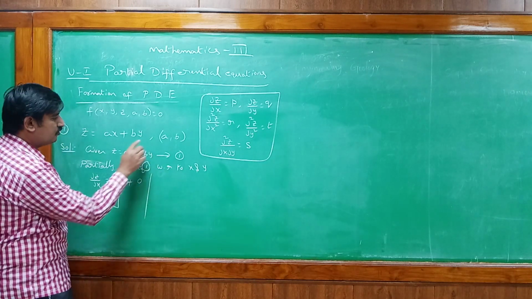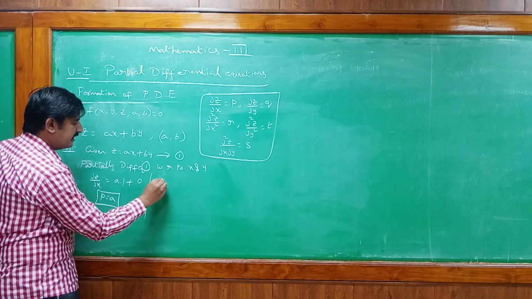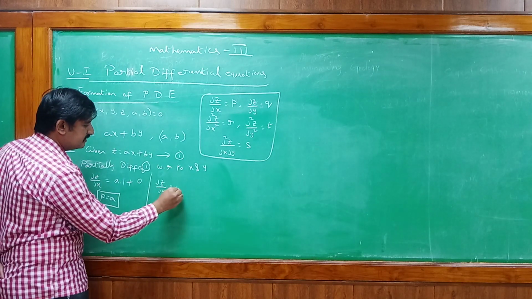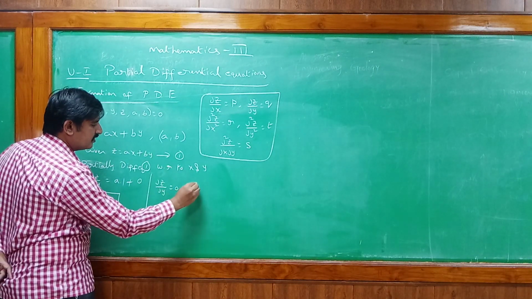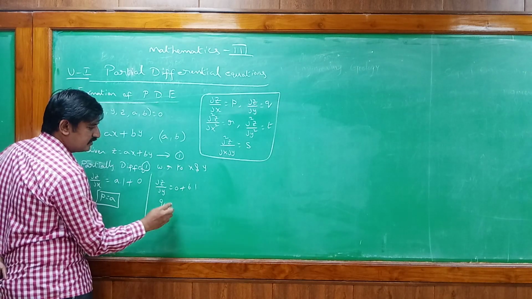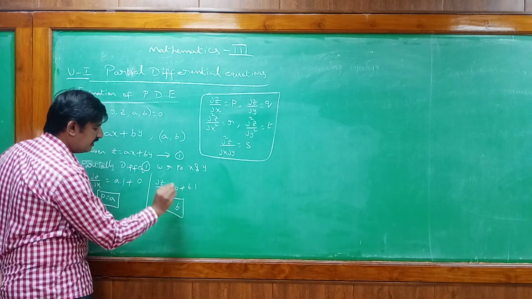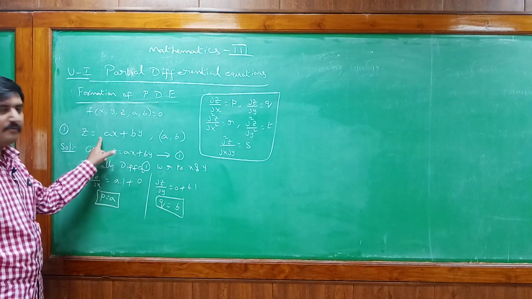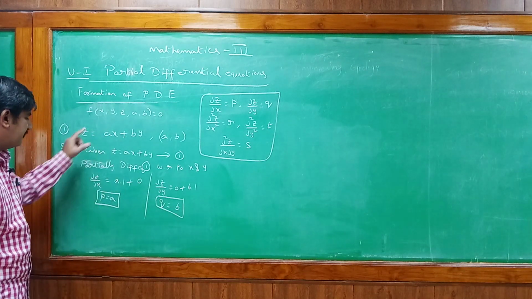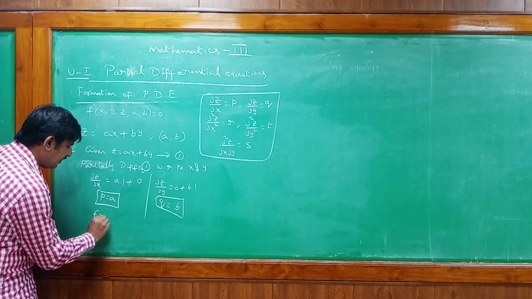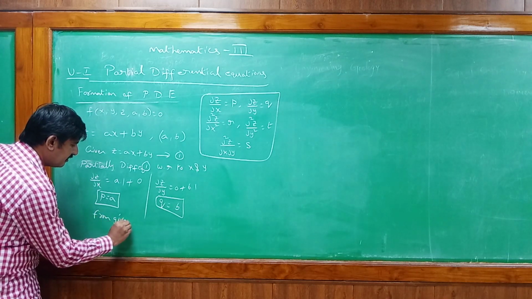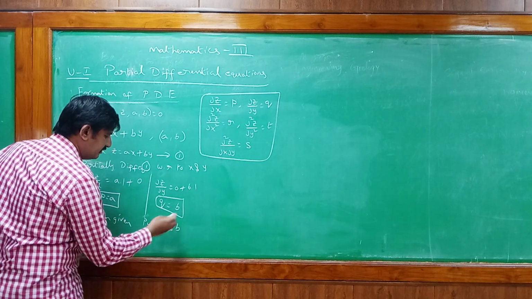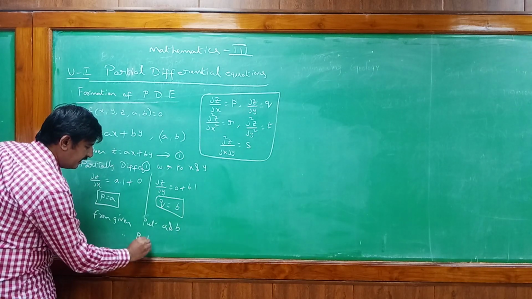Similarly with respect to y, what I get here: dou z by dou y is equal to, there is no y here, 0. So b is constant, y is 1. So dou z by dou y is q is equal to b. So I got the value of a, I got the value of b. You need to eliminate a and b. Constants we have to eliminate simply from given. So from given, put a and b.